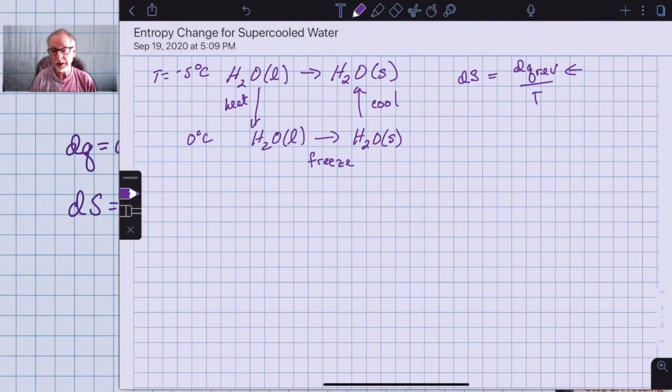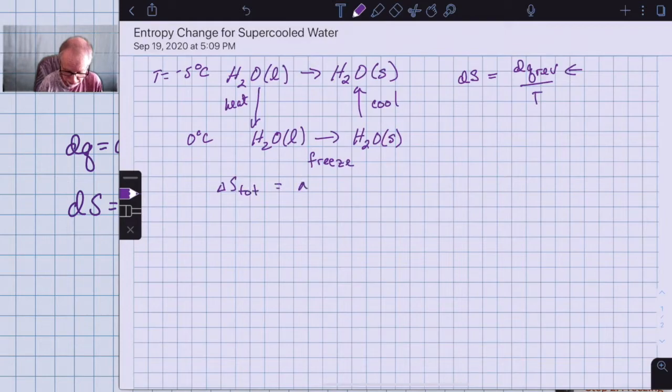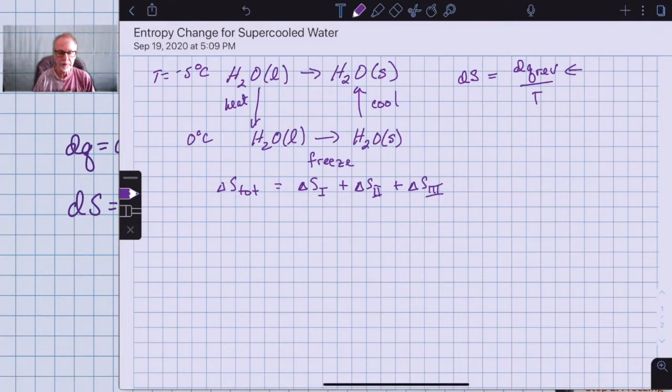Imaginary though it may be, it's going to allow us to do the calculation for the entropy change at -5 degrees. We just need to calculate the entropy change for each of these three steps. We'll call them steps 1, 2, and 3. And the total entropy change for the system is just the sum of step 1, step 2, and step 3. All right, so that's what we need to do. We need to calculate the entropy change for each of these three, and that will give us a total entropy change for the system.